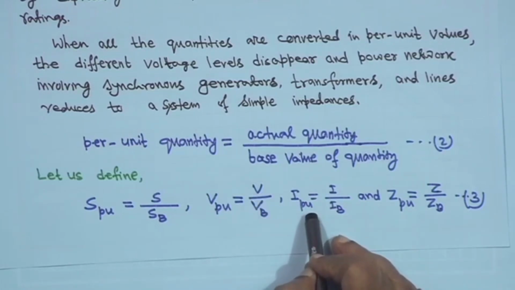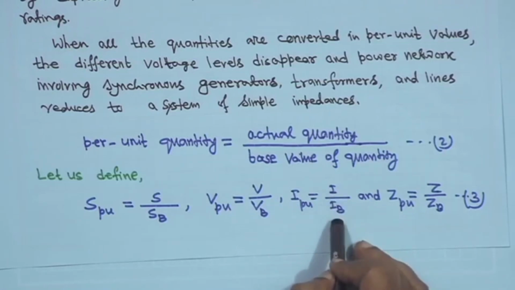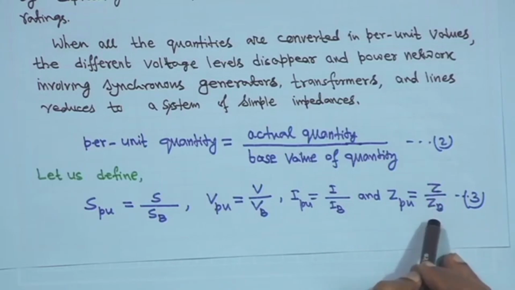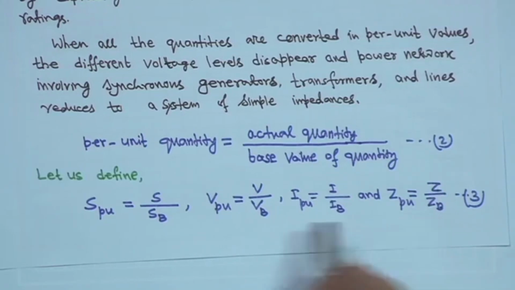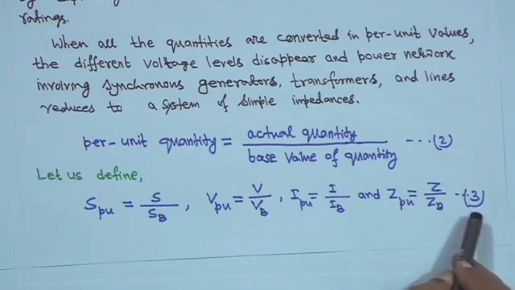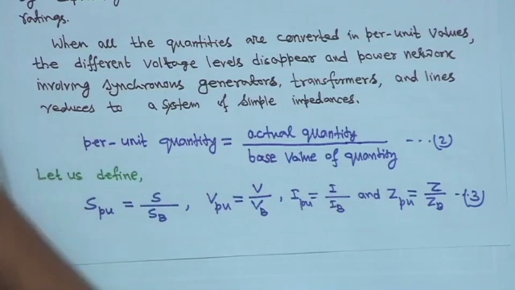Similarly, per unit current I_PU is equal to I upon I_B, I_B is the base current, and Z_PU is Z upon Z_B, Z_B is also base impedance. S_B, V_B, I_B and Z_B, these all are real quantities, right. This is equation 3. I have given the nomenclature, right.